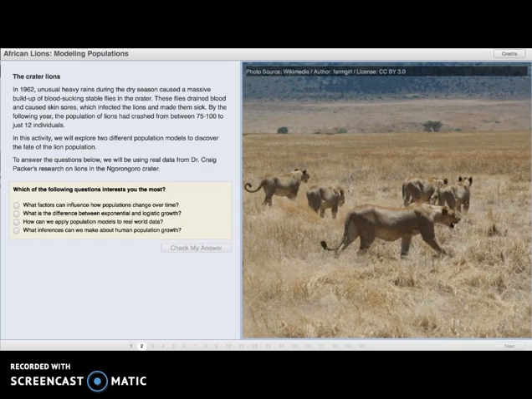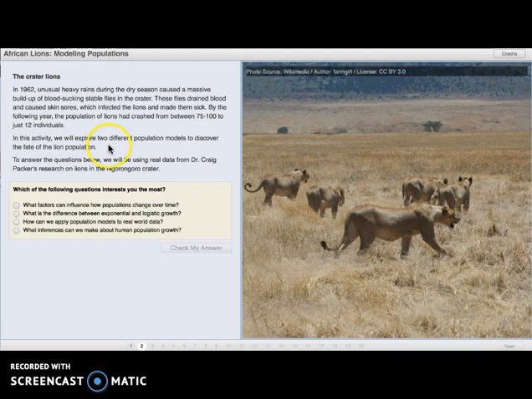Make sure you answered the last question before you move on. You can see we're on screen 2 down here. In 1962, unusually heavy rains during the dry season caused a massive buildup of stable flies in the Ngorongoro crater. These flies drained blood and caused skin sores, which infected the poor lions and made them sick. By the following year, the population of lions had crashed from between 75 and 100 to just 12.